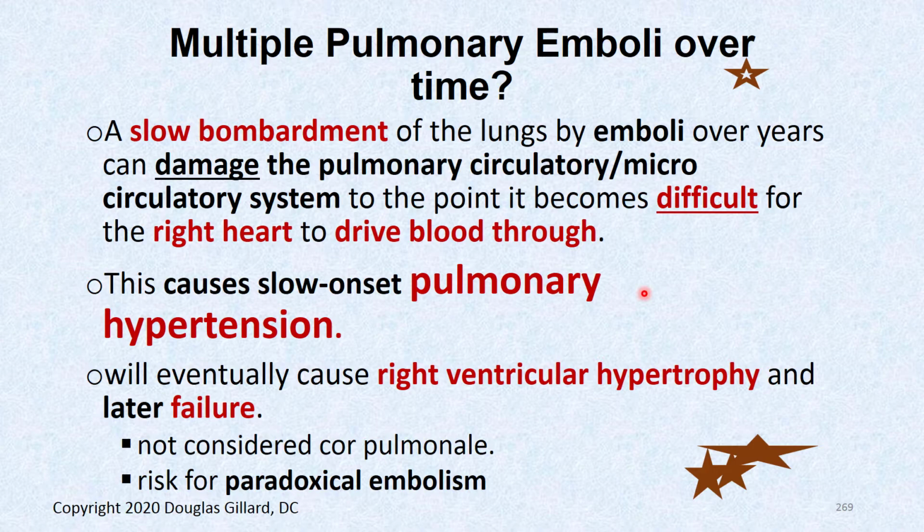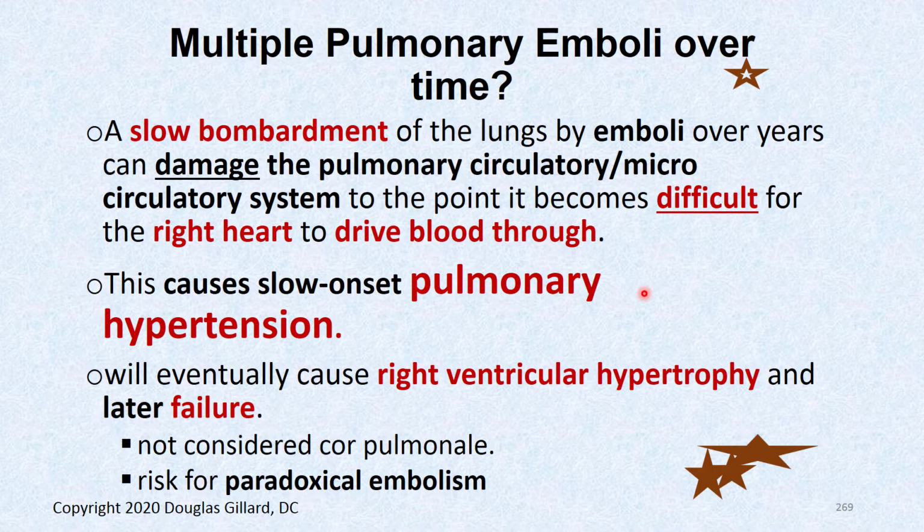Remember, the right heart is a wimp. It's not designed to pump blood through the lungs. So this causes slow onset pulmonary hypertension, and leads to right ventricular hypertrophy and later right heart failure. It's not considered cor pulmonale, though, because it didn't come from a lung disease in and of itself.